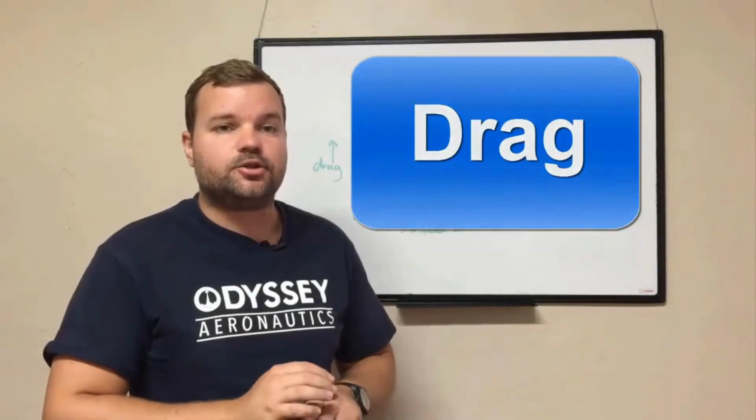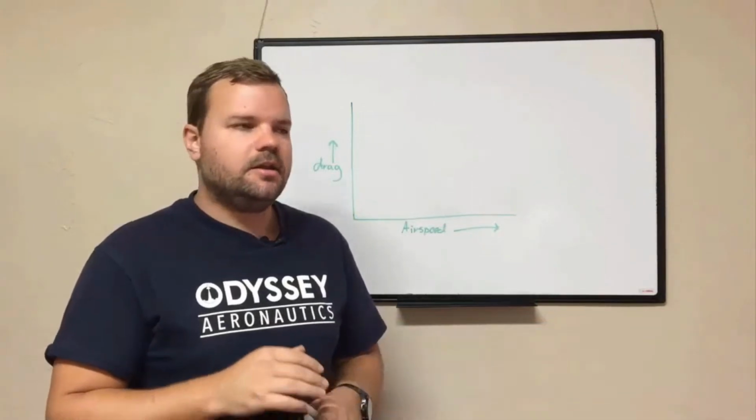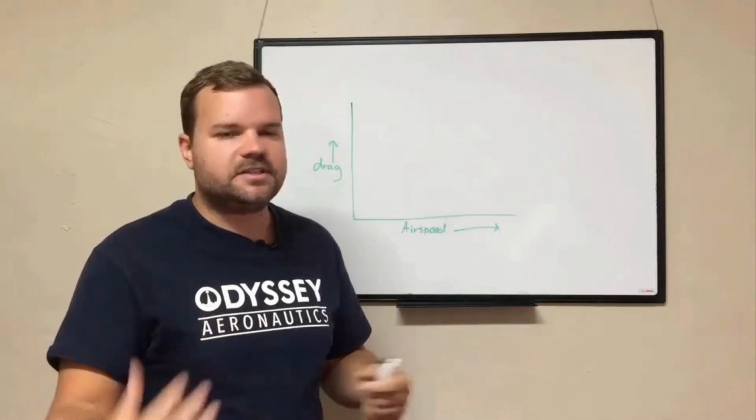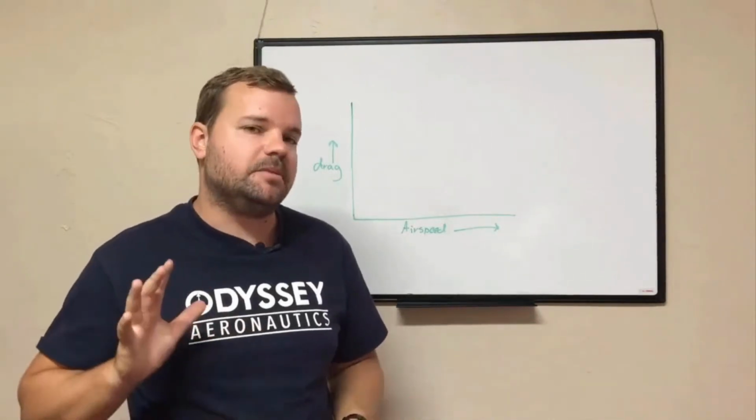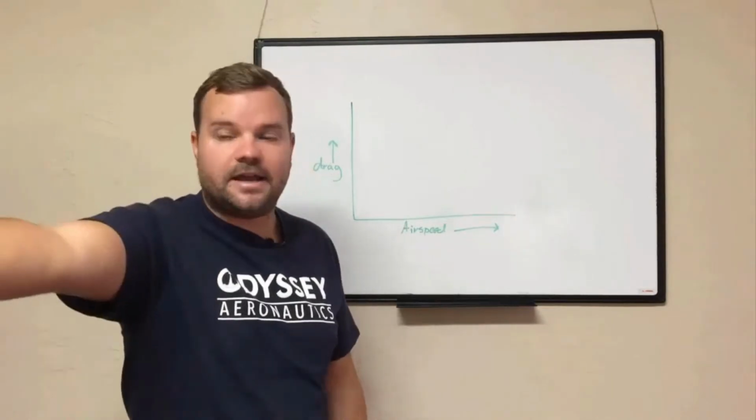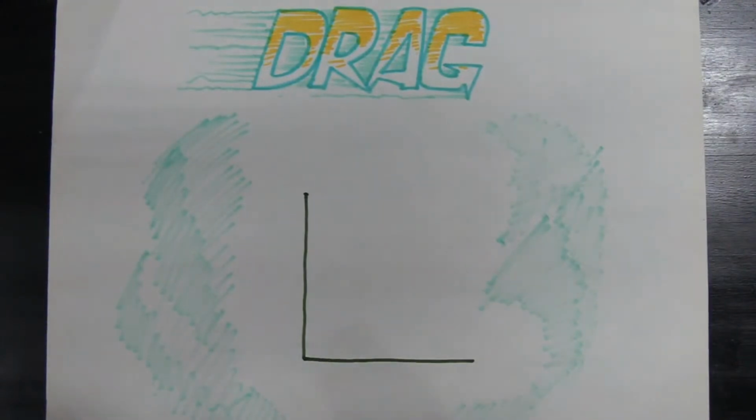So now we're going to talk about drag. The first one we're going to talk about is parasite drag. This affects any non-lifting parts of the helicopter: the cabin, the skids, the mast, basically anything that is having to be pushed through the air. Just like when you're driving down the road and you stick your hand out the car window and it gets pushed backwards, that's parasite drag. Now I have a graph here.